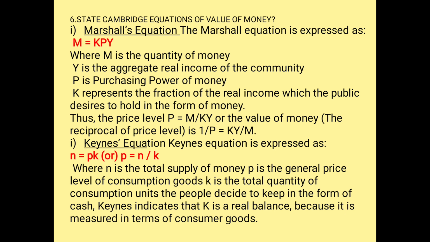Next one is state the Cambridge equation and the value of money. Some of you, when you read this answer, feel it's very lengthy and you do not understand. It's nothing but writing Marshall's equation and what all these alphabets represent. What does M represent? What does Y represent? What does P represent? And you reciprocate the equation. Bringing price, that is, you bring the P onto your left hand side, which is equal to M divided by KY. And here you have another reciprocation, 1 divided by P, which is equal to KY divided by M.